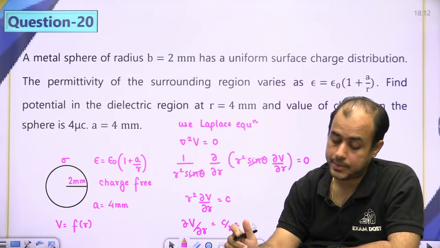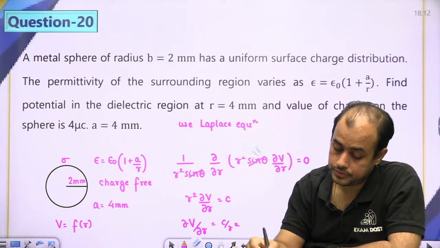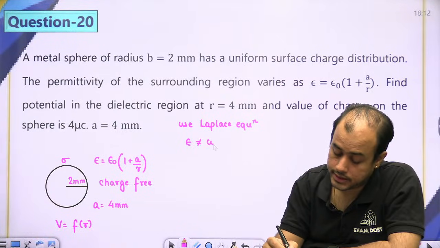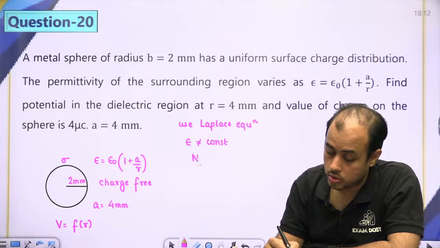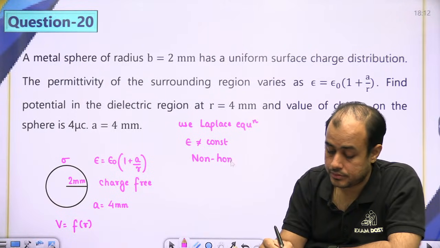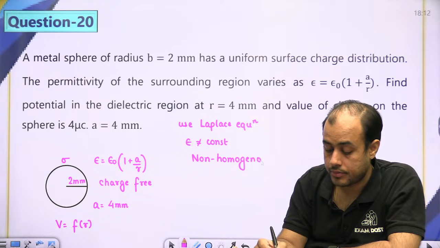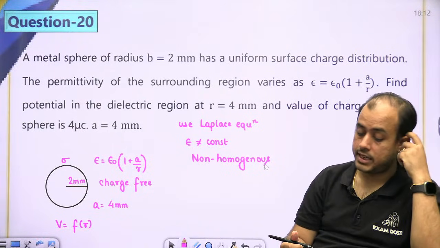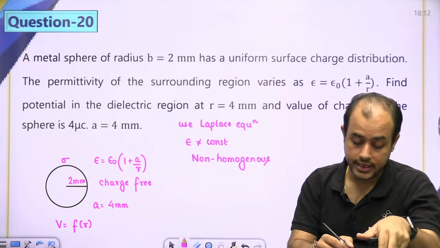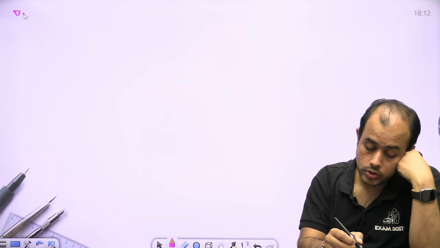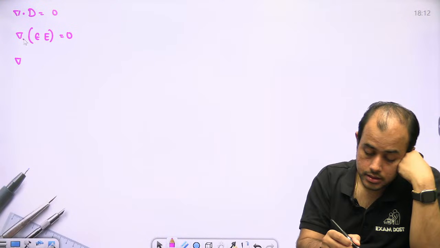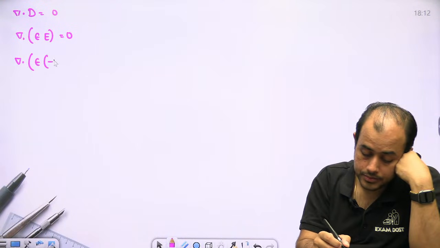बट एक प्रॉब्लम और है ना, एप्सिलन इज नॉट कांस्टेंट. नॉन होमोजेनस मीडियम, it is non homogeneous medium. If it is non homogeneous medium, beta, what we need to do? We need to go by basic. So we need to say del dot d will be 0, del dot epsilon e will be 0, del dot epsilon E.